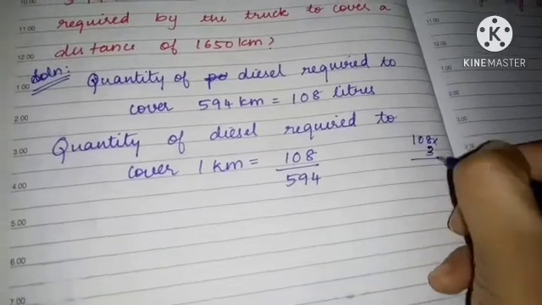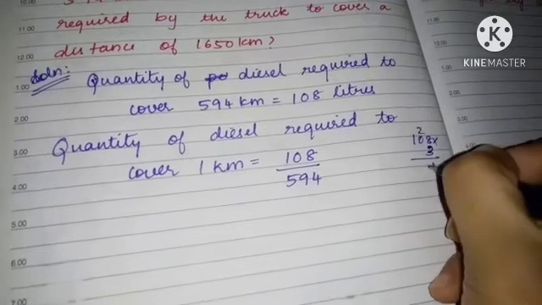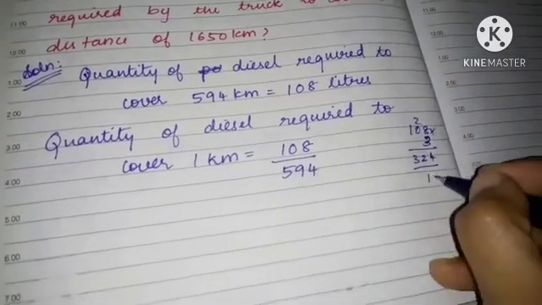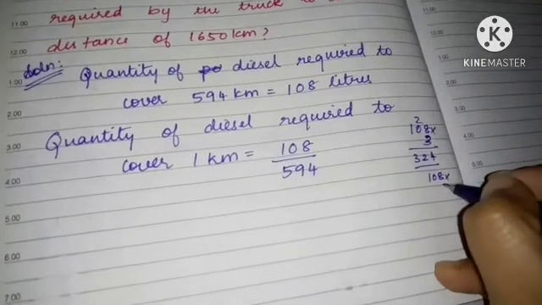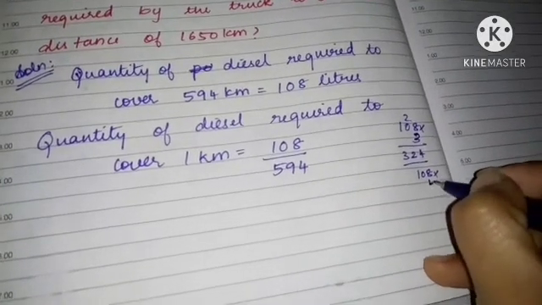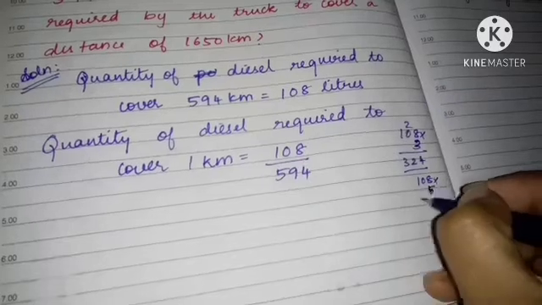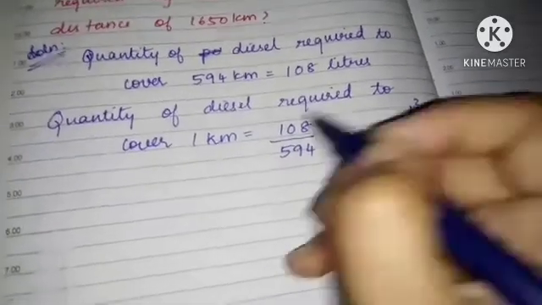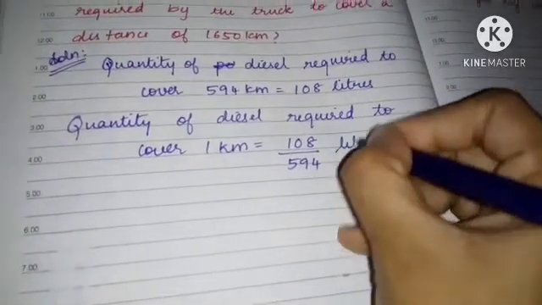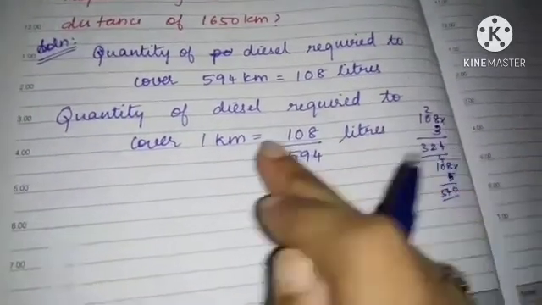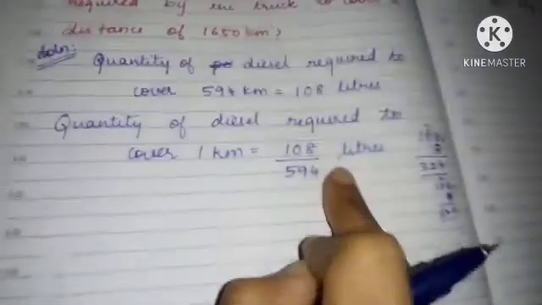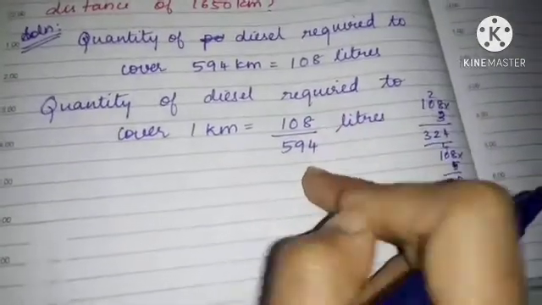8 3s are 24, 2 2 3, you will get no. So 108 into 5, 8 4s are 40, 4 5. Okay, we'll do cancellation in 2 table. See, the quantity of diesel required to cover 1 kilometer is 108 divided by 594.